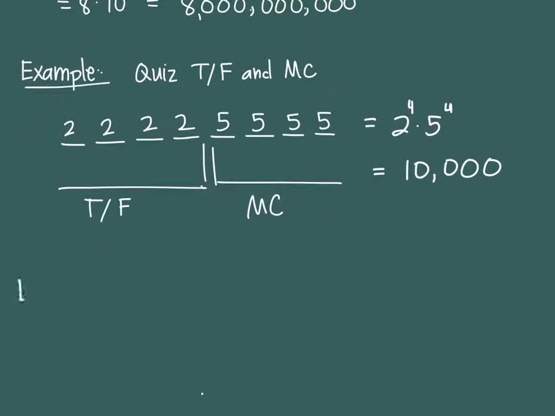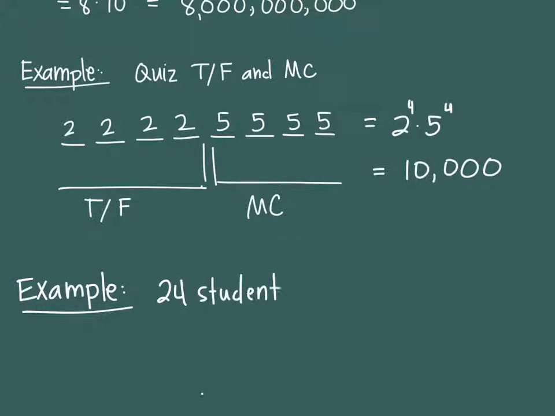Let's suppose that we are filling a committee, and there are, say, 24 students, and we're picking 5 of them to be on a committee randomly.